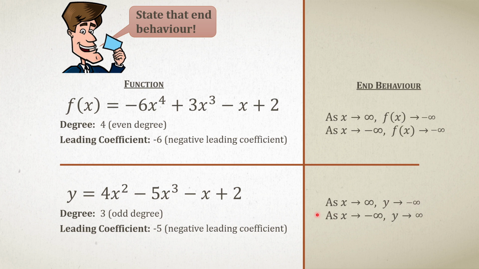If you want to think about why that is, just imagine subbing in bigger and bigger negative x values here. Cube them, you still get negatives. Multiply by negative 5, now you're getting bigger and bigger positives. And this term kind of takes over the whole function as x gets more and more negative, so we start to approach positive infinity. Okay, so that is end behavior for polynomial functions and how you can figure out the end behavior by just looking at the equation of the function.